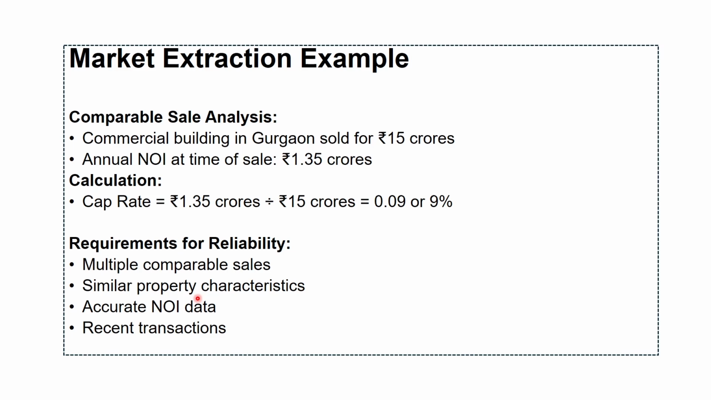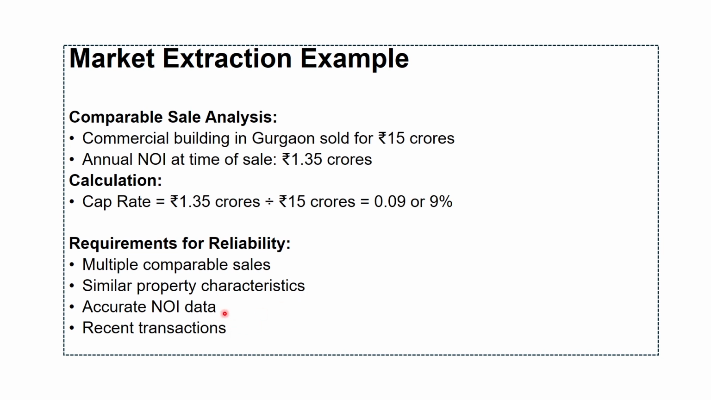Then we need correct, accurate NOI information, which can be challenging. Sellers don't always disclose detailed financial information, and sometimes NOI figures are manipulated for sale purposes. Professional valuers spend considerable time verifying income and expense data. The sales need to be recent and reflect current market conditions. A transaction from 2 years ago might not be relevant if market conditions have changed significantly.